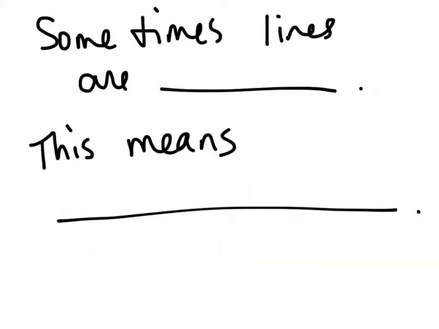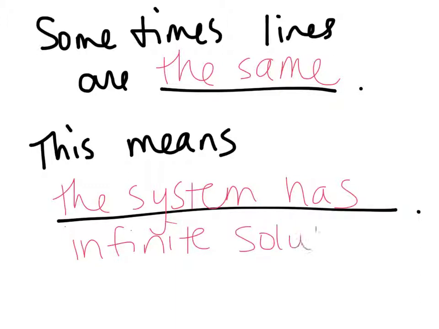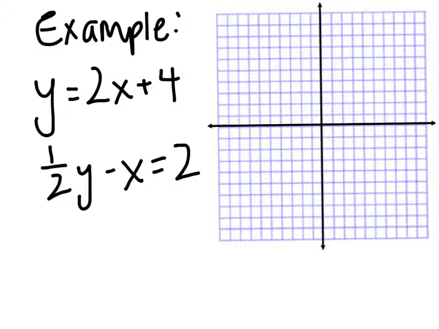All right, sometimes though the lines are the same. They're right on top of each other. And that means that the system has infinite solutions. So let's look at an example of that. y equals 2x plus 4.